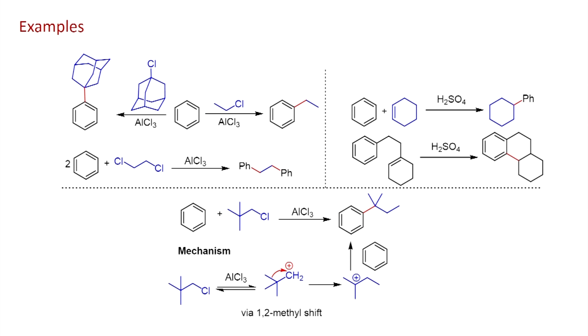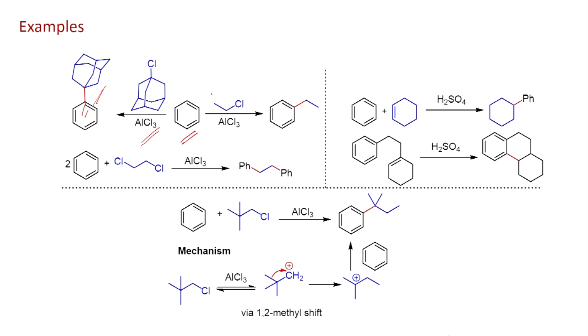Here are some examples shown for the Friedel-Crafts reaction. As you can see here, the first example involves the reaction of benzene with adamantyl chloride in the presence of aluminum chloride. As we have seen, this can undergo reaction. You will be able to form the corresponding tertiary carbocation, which can undergo substitution reaction with the benzene ring, and you will be able to make the alkylation, as you can see.